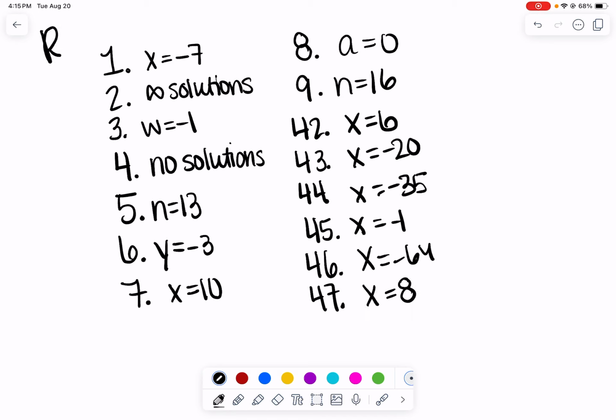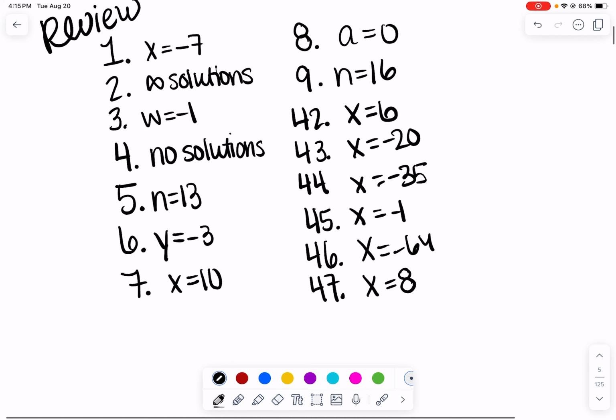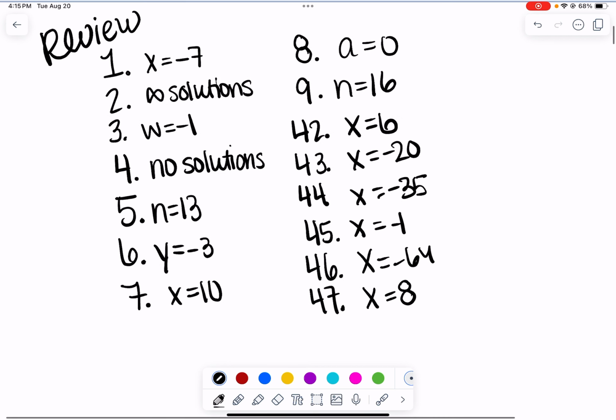And so these are the answers to our review that we did today, August 20th. Again, I did not go through how to do these, but I wanted you to be able to check to see if you were doing them correctly.